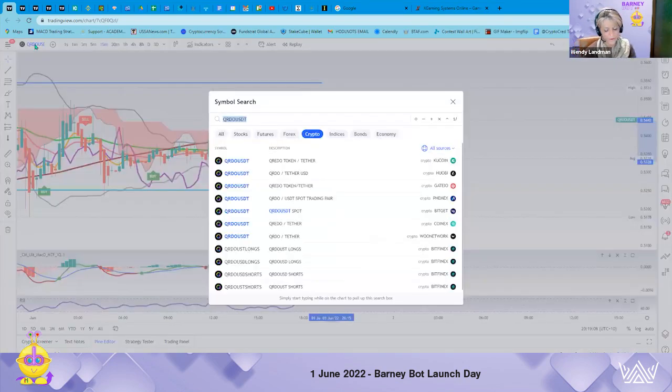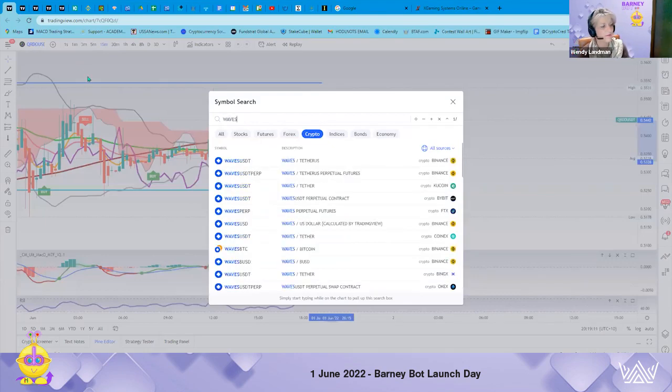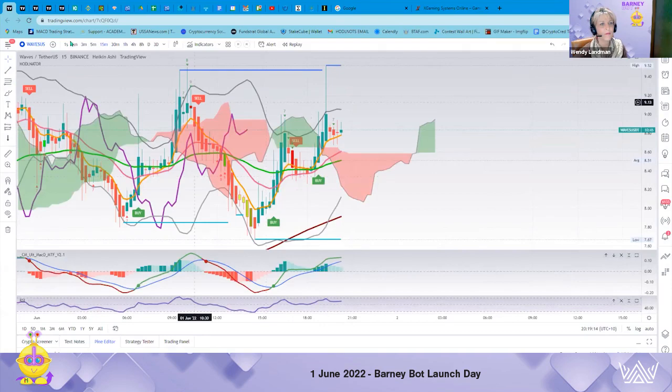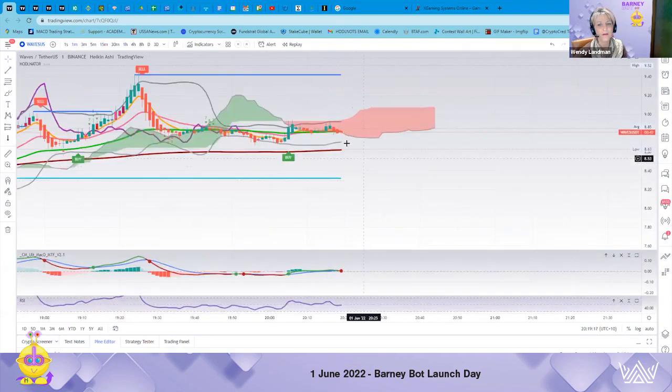One more, we'll do one more. Waves just came through because I like to use waves for an example on Binance. Okay, and that one came through on the 1 minute. So let's look on the 1 minute for scalp trading purposes. It just hit and came back down. Okay, so there you go. So we're still watching for when Barney cuts out of the top of the Bollinger, it would look really good.